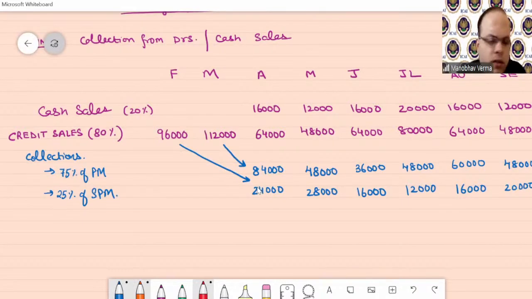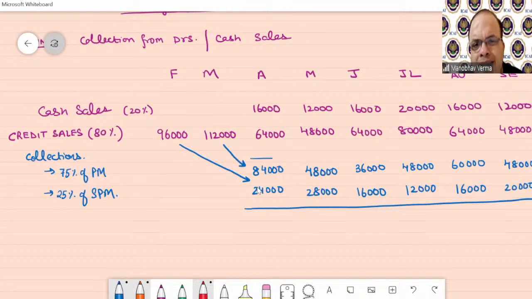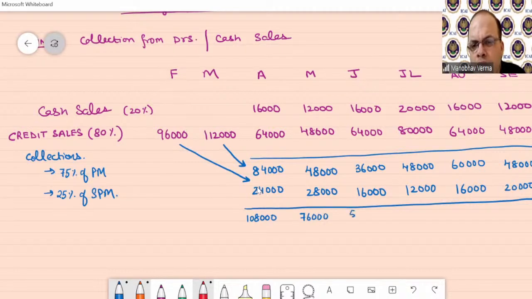I hope everyone is perfectly fine till this stage. So you have calculated the cash sales and the cash collections. Let's say the total collections from the debtors are 1,08,000, 76,000, 52,60,76 and 68, guys. That's how it seems to be.